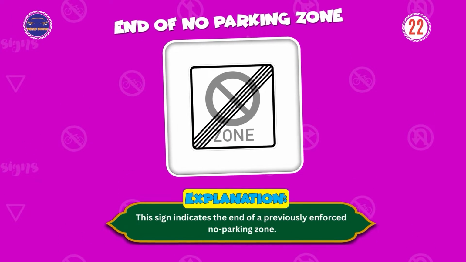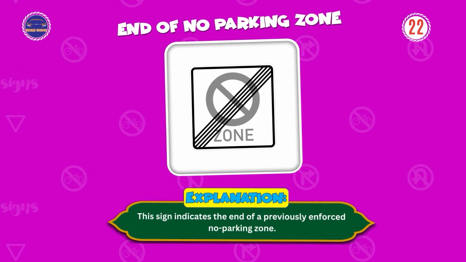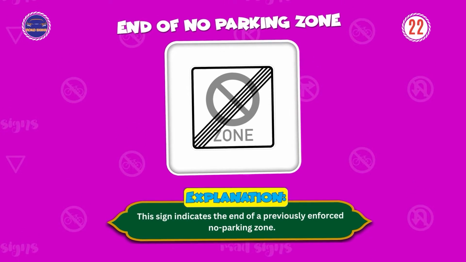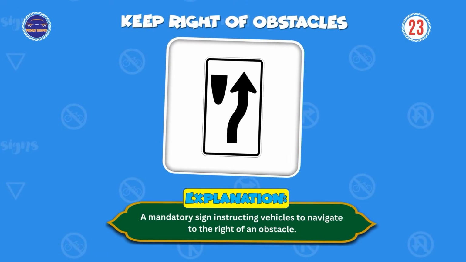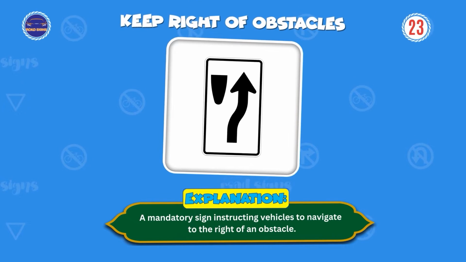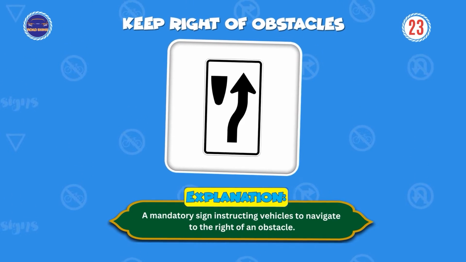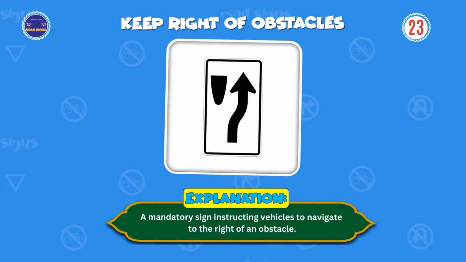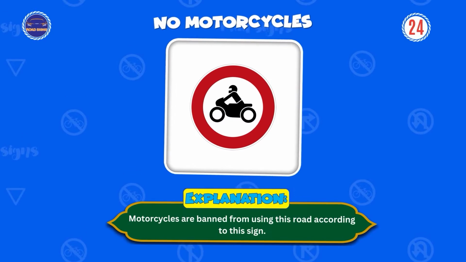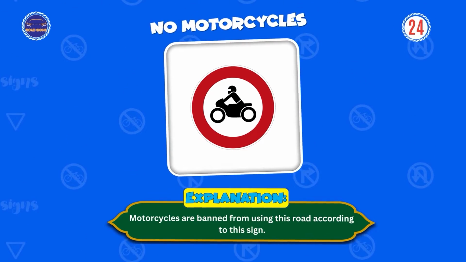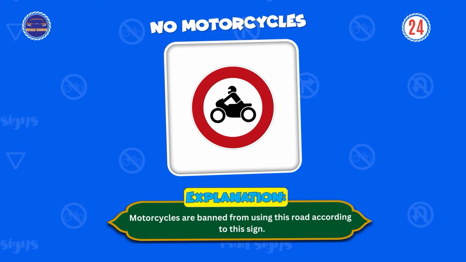This is the end of no parking zone sign. It indicates that the no parking restriction has ended. This is the keep right of obstacles sign. It instructs vehicles to navigate to the right of an obstacle. This is the no motorcycles sign. It prohibits motorcycles from using this road.